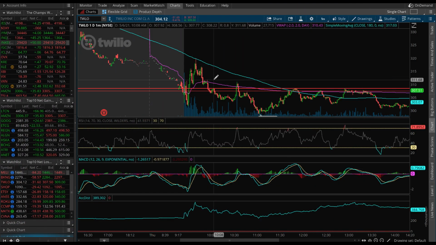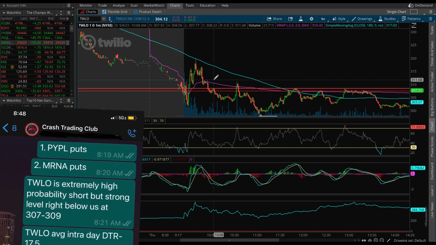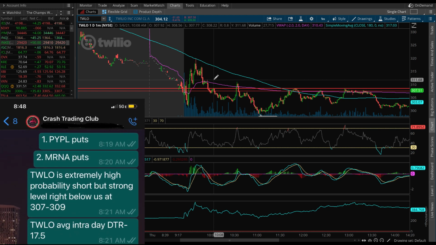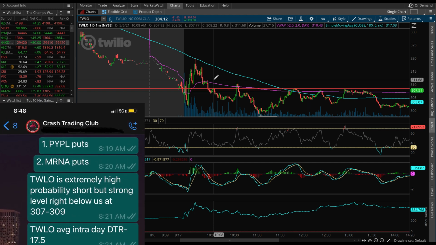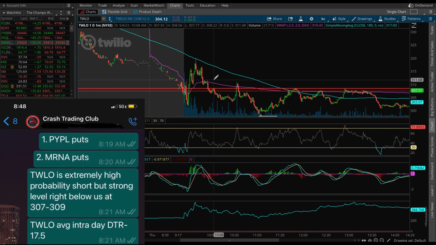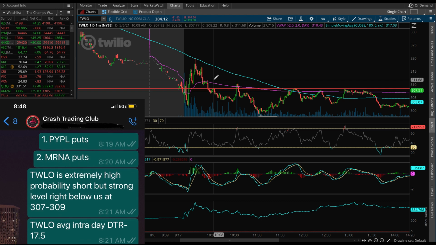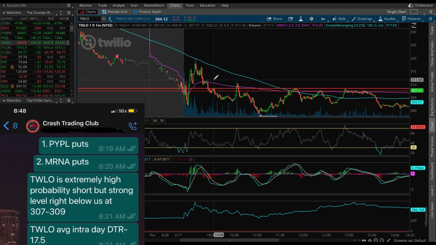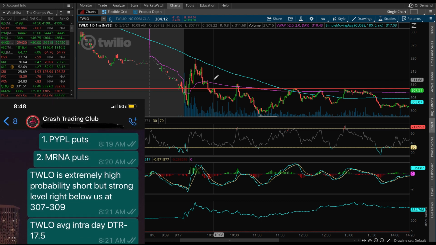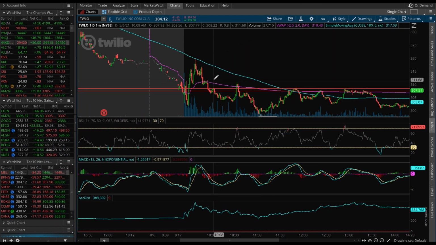Okay, so if you're confused, what is so magical about this little text you sent, Alex? I'm about to explain what is so great about this text right here. Okay, so when you see Twilio average intraday DTR, you need to first understand what is DTR. It's the daily trading range, which measures the high of day to the low of day. That's the range, right? So that's a daily trading range. Now, why is this important?